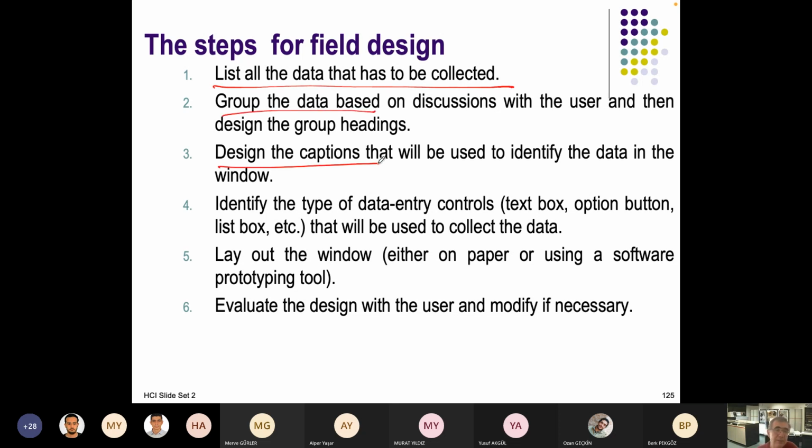What kind of captions? First name, last name, class, and so on. Then identify which type of data entry controls. Is it going to be a text box? Is it going to be a radio button? Is it going to be a pull down menu? Then lay out the window. It could be on paper or a prototyping tool. Then ask the users, is it good? Make a test with the user. Then start coding.